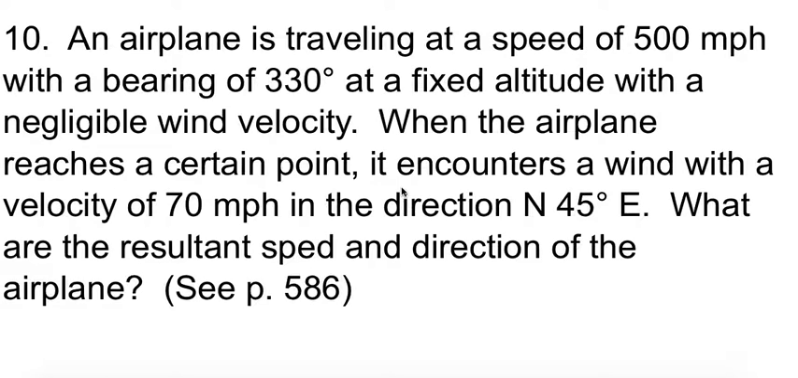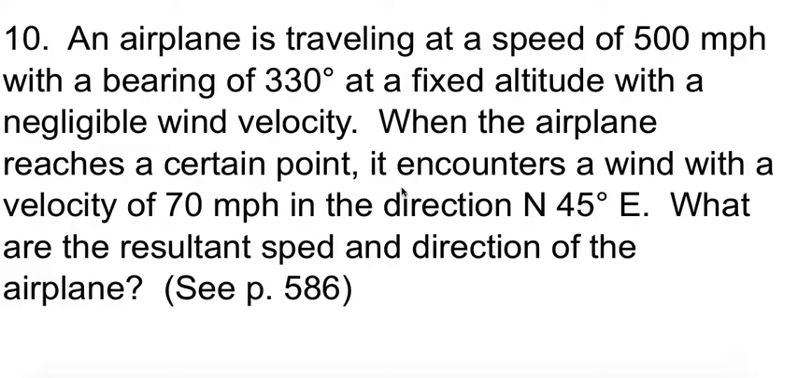Okay, for our last example, there is a lot going on here, but stick with me because this is actually a really, really practical application of vectors and why they're really important. So we have an airplane that's traveling at a speed of 500 miles per hour with a bearing of 330 degrees at a fixed altitude, so it's not going up or down, and there's no wind. Then it reaches a certain point and it does encounter a wind. The wind has a velocity of 70 miles per hour, so it's pretty strong, in the direction north 45 degrees east. So this is going to have an effect on the plane.